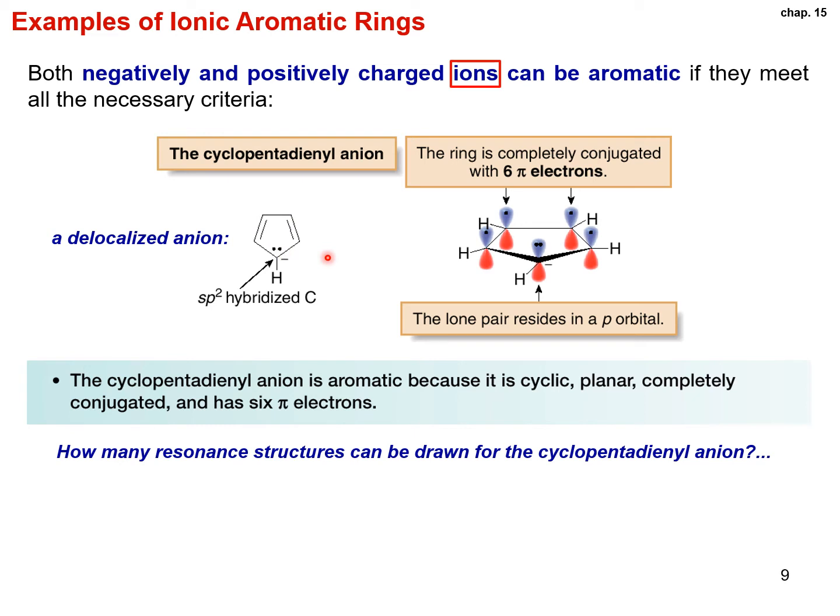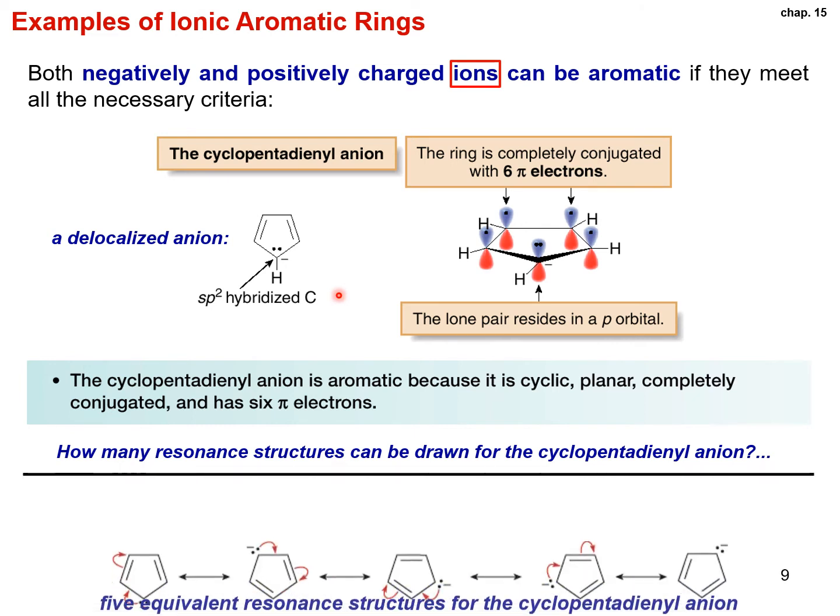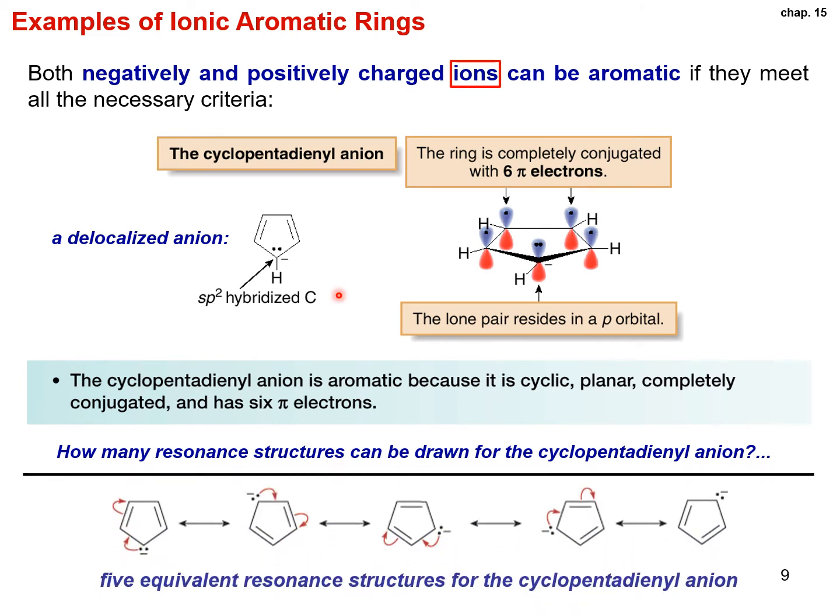How do I know that this is a completely conjugated system? Well, one way would be to draw all the resonance structures for the cyclopentadienyl anion, and that's shown below. You'll see that I start with this resonance structure, and by pushing electrons around, you can see that the minus charge eventually will end up on every single carbon of the 5-membered ring.